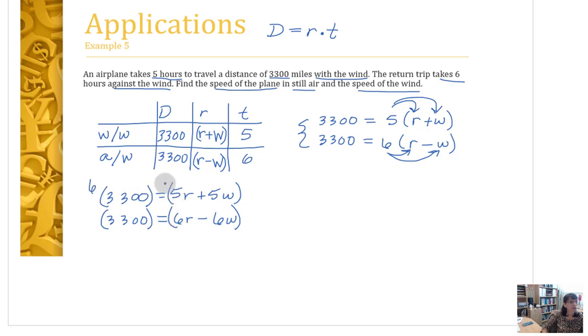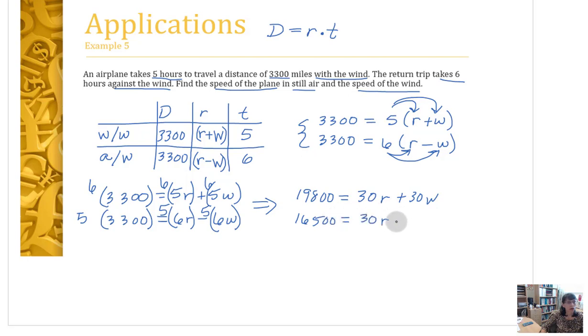So if I multiply everything in the first equation by 6, and I'll do that individually, and multiply everything in the second equation by 5, I can see that this variable of W will eliminate because I'd end up with positive 30 and negative 30. So let's rewrite these equations and multiply through. 3,300 multiplied by 6 will give me 19,800. That equals 30R plus 30W. In the second equation, multiplying 5 times 3,300 gives me 16,500 equals 30R minus 30W. And we see that W does eliminate.